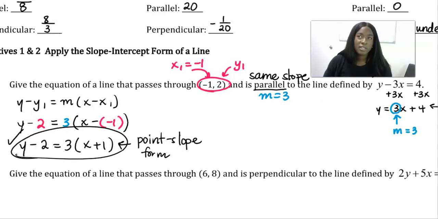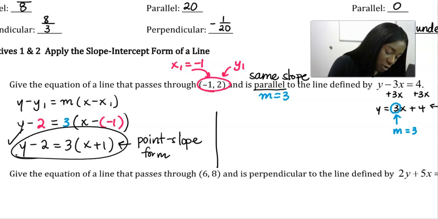If we had been asked to write this line in slope-intercept form, we would then need to take it a step further and solve for y. I just want to point that out really quickly. I'm going to erase this. I'll copy over the line here.